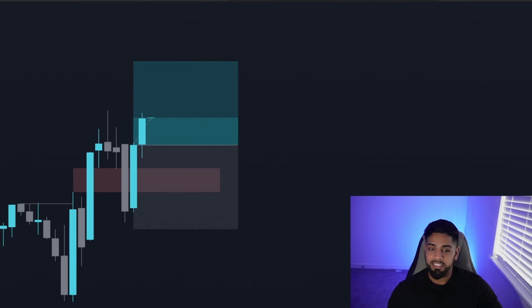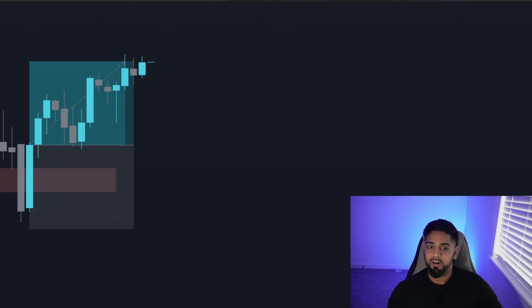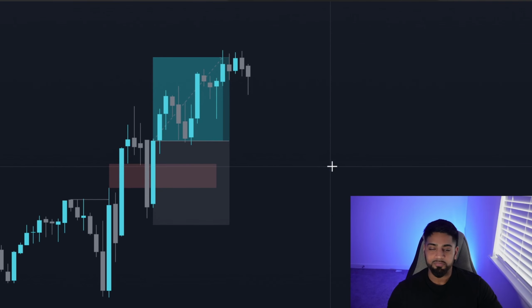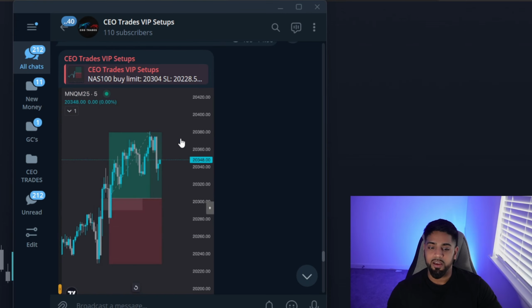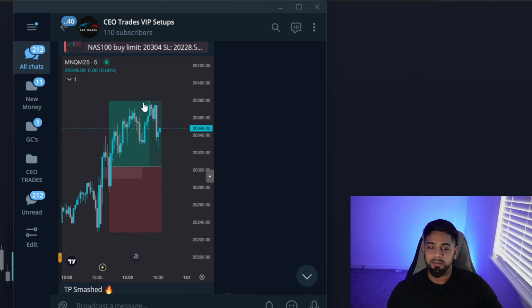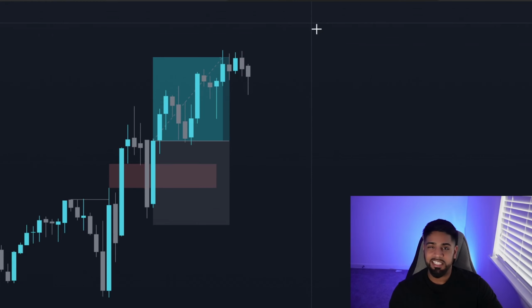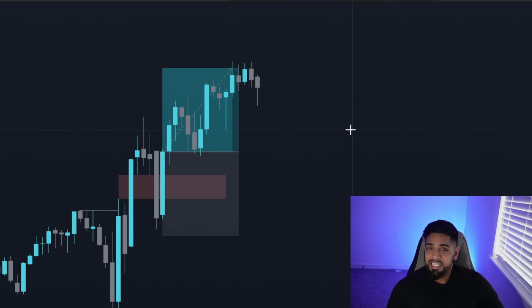And what can we see? Price then immediately runs to our take profit. Nice and simple, nice and easy. Again, I sent this trade into the VIP group, and would you look at that? We got tapped in and then price went straight to our take profit. So again, super simple. I send these trades near enough every single day. So again, if you're not part of the community, click that link down below. But it's as easy as that.